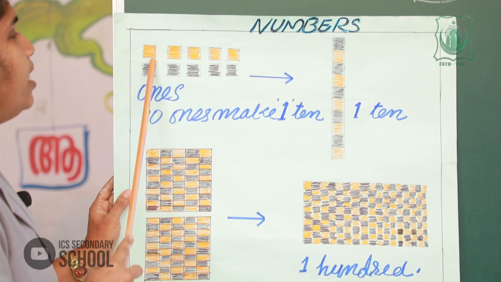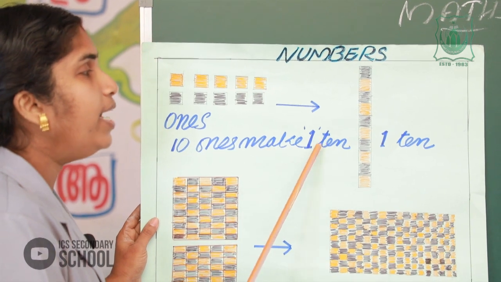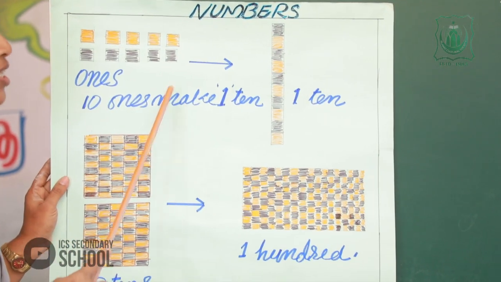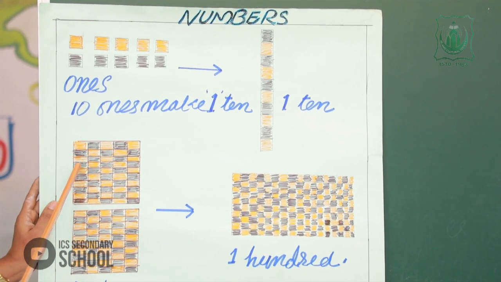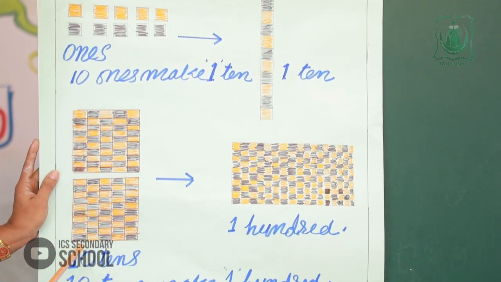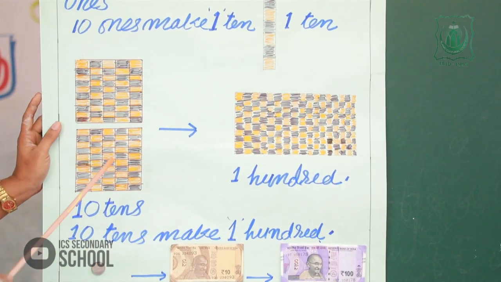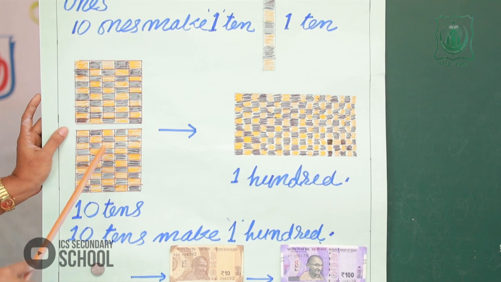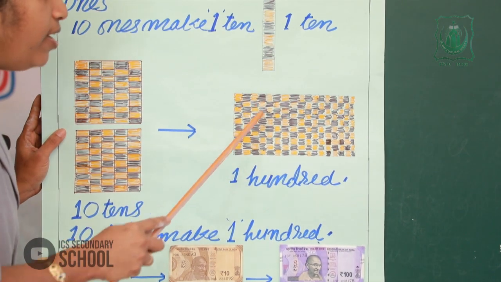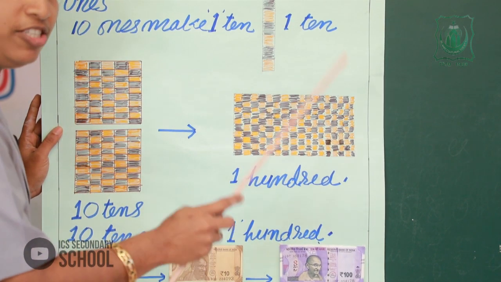Okay. Next one. 10 tens make 100 strips. 1, 2, 3, 4, 5, 6, 7, 8, 9, 10. 10 tens make 100. Okay, 10 tens make a 100 strip.